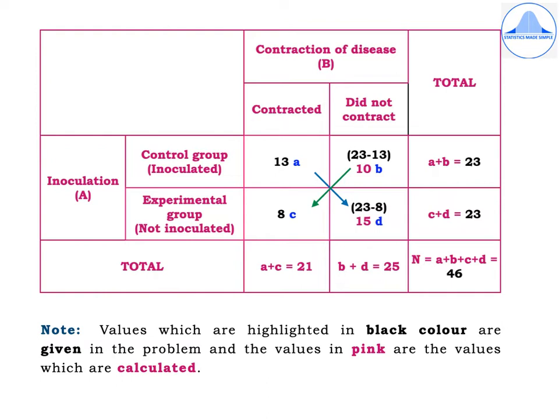So 13 plus 8 is 21. Similarly, we need to find out the total of those who did not contract the disease, that is B plus D, which is equal to 10 plus 15, which is equal to 25. So when we add this 25 and 21, we will get the overall total, which is 46. The calculations are very similar to what we have learned under tabulation. Also remember to draw the cross arrows from A to D and B to C, which will help us to write the formula correctly.